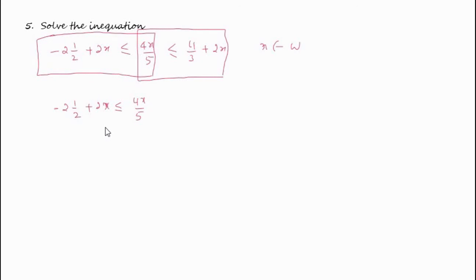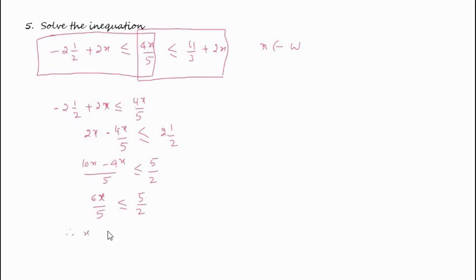Let us bring 4x by 5 to the left side. So it is 2x minus 4x by 5 less than or equal to minus 2.5. I am taking it to the right side, so it becomes plus 2.5. Now taking the LCM here, the LCM is 5, so it is (10x minus 4x) divided by 5 less than or equal to 5 by 2. So 6x divided by 5 less than or equal to 5 by 2.